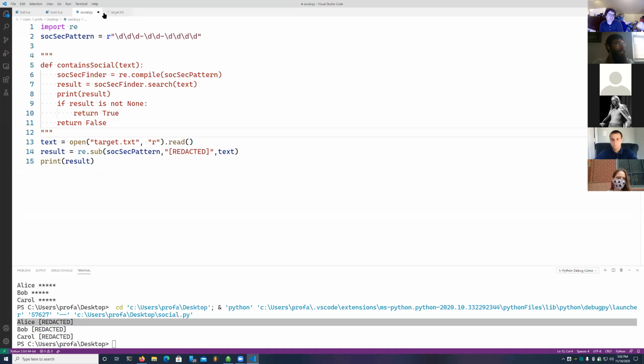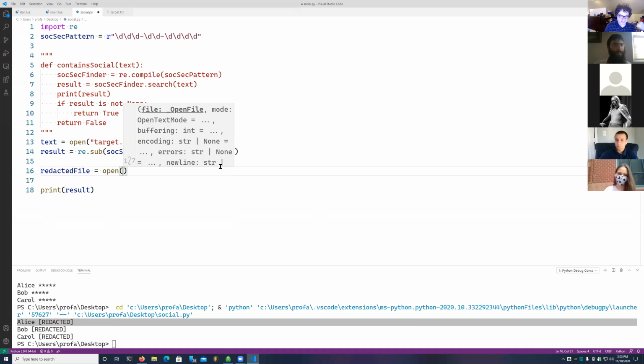Because now we want to output a new file that contains all this text. So let's go ahead, and now what we have to do is redacted file is equal to open. This will take 2 more lines.